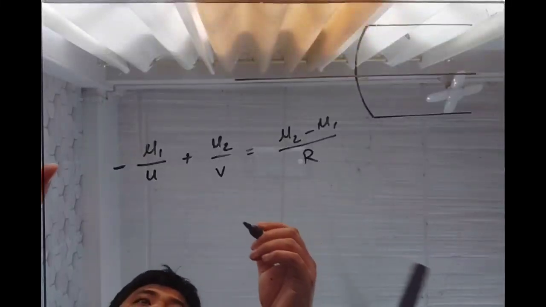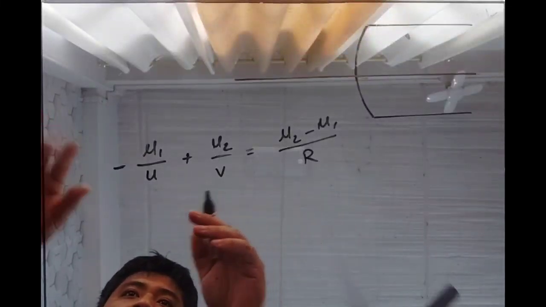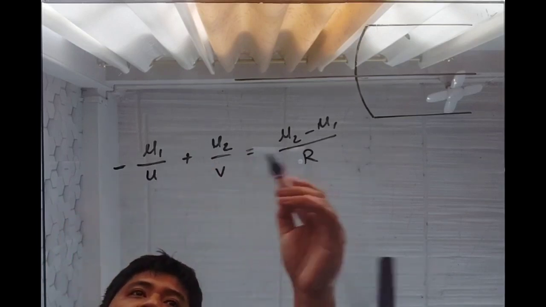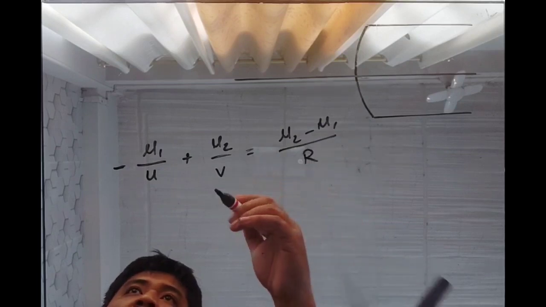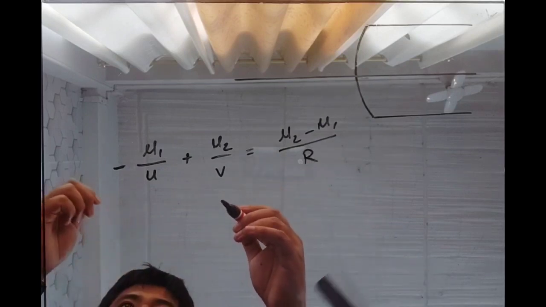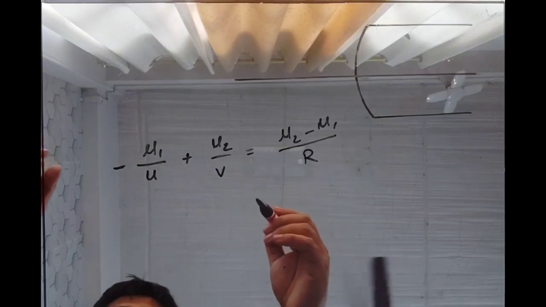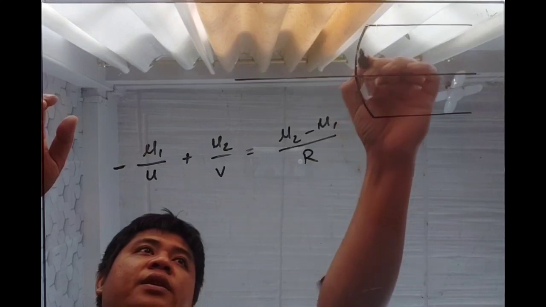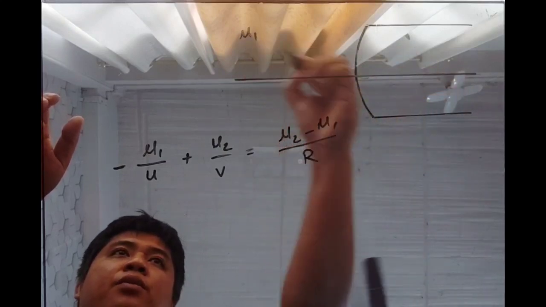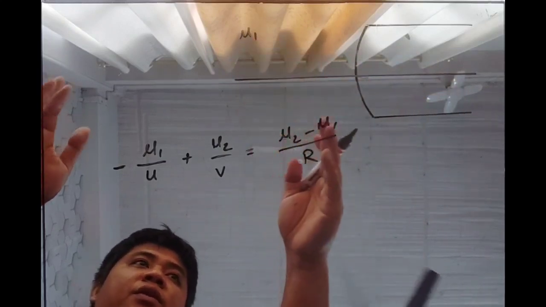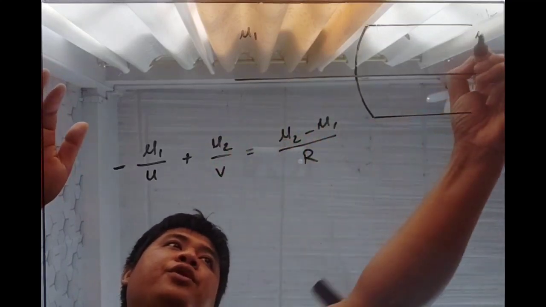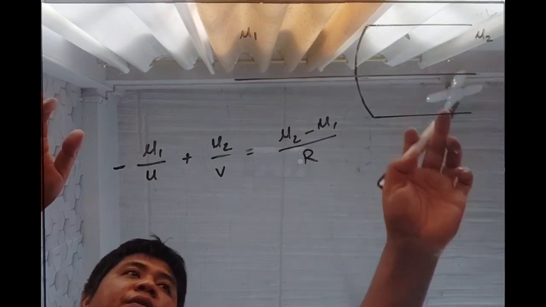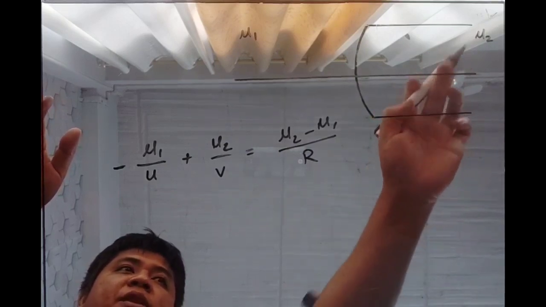Hello everyone, in this video I'm going to explain the derivation of this equation: minus mu1 by u plus mu2 by v equals mu2 minus mu1 by R, when refraction takes place from a rarer medium to a denser medium at a convex spherical refracting surface. This is a spherical refracting surface, and this side is mu1, the absolute refractive index of the rarer medium, and mu2 on this side is the absolute refractive index of the denser medium.